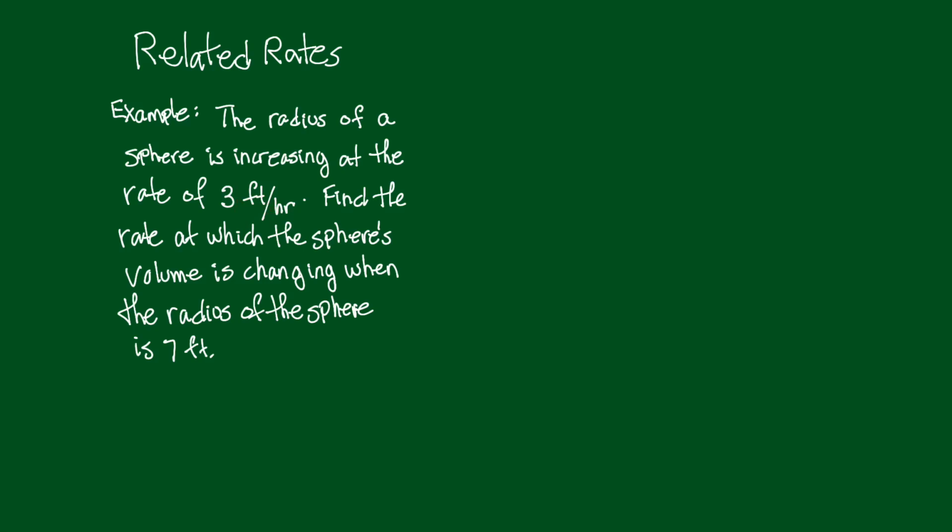Now here's what we want to do. We want to find the rate, all right, find another derivative, find the rate at which the sphere's volume is changing when the radius of the sphere is at 7 feet. All right, so we've got two rates here. We've got the radius increasing at 3 feet per hour, and we want to find how is the volume changing exactly at the point when the radius is 7 feet.